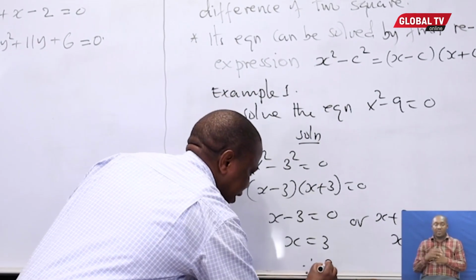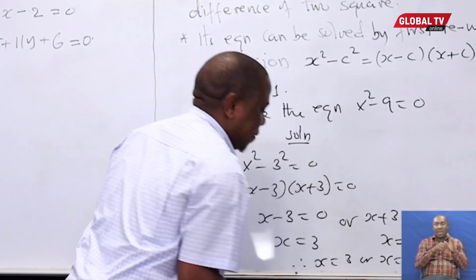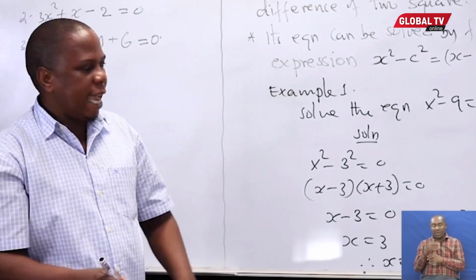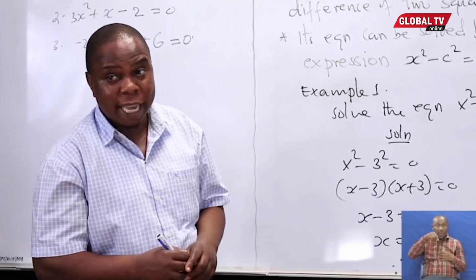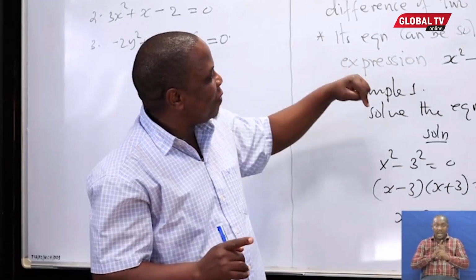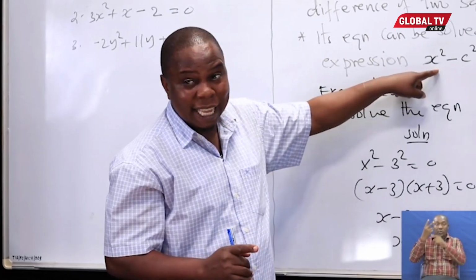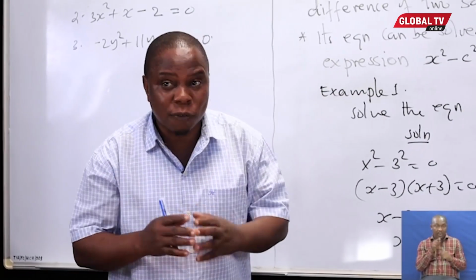Therefore, our solution set is x equals 3 or x equals negative 3. That's how a quadratic equation leading to the difference of two squares can be solved. You will not be given it directly as it is here. But see it: can I write this equation as a difference of two squares?